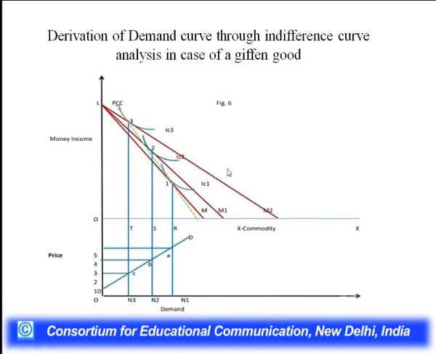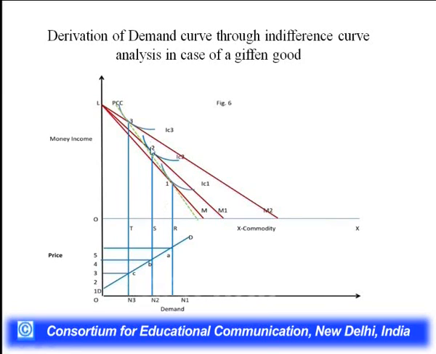So price is falling, and consumer's equilibrium is at 1 on IC1 where the consumer is buying OR of the commodity. When the price is rupees 5, he is buying ON1 of the commodity. In the lower diagram, we have taken from the equilibrium 1 and we draw this point A.